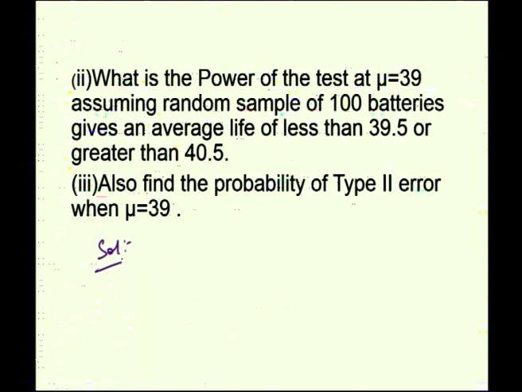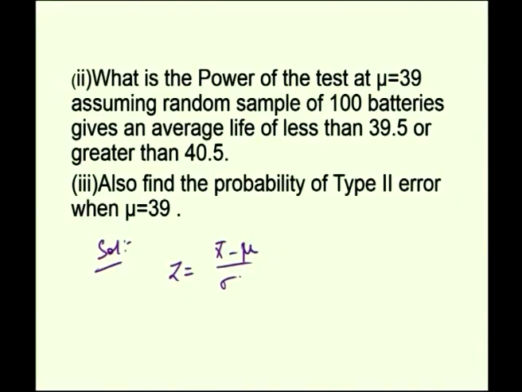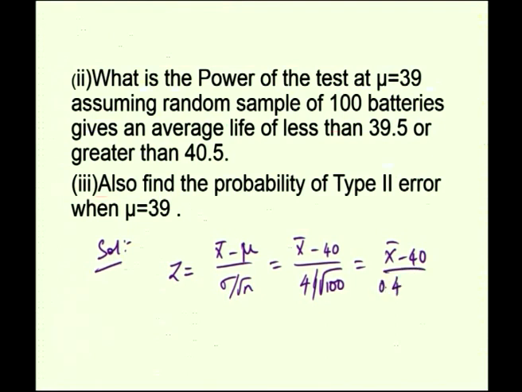Solution: first of all, the statistic has to be decided. Since the sample is of 100 batteries, it is a large sample test, we have to use the Z test for that. So, x bar minus mu by sigma by root n. x bar minus 40 by 4 by root of 100 is equal to x bar minus 40 by 0.4. Therefore, the test statistic is Z is equal to x bar minus 40 by 0.4.